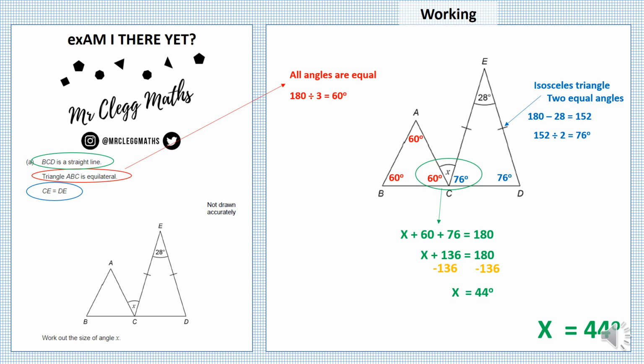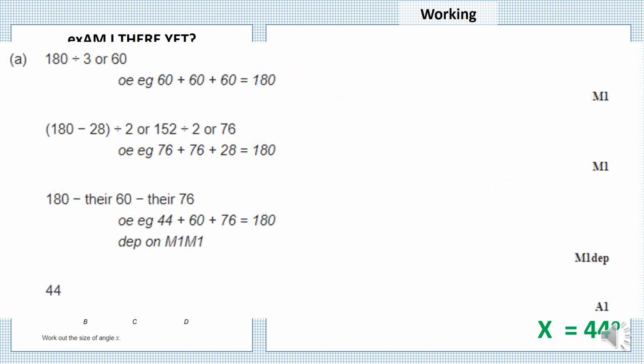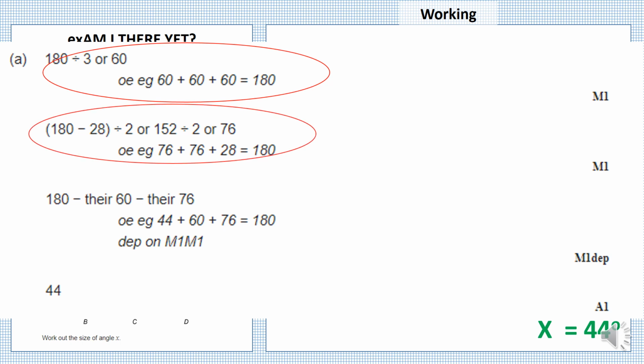Awesome. If you want to have a look at where the marks come from, then carry on listening and carry on watching, because this is the actual official mark scheme from the exam board. So you can see you get your first mark for recognising that all three of the angles in that equilateral triangle are 60 degrees. You get your second mark for dealing with the isosceles triangle, so taking away the 28 degrees and then dividing by 2 to give you the 76.